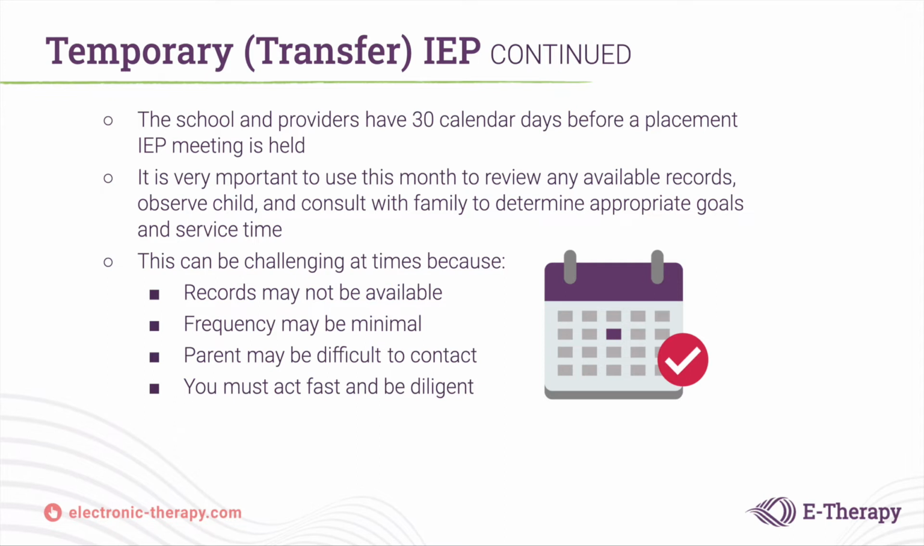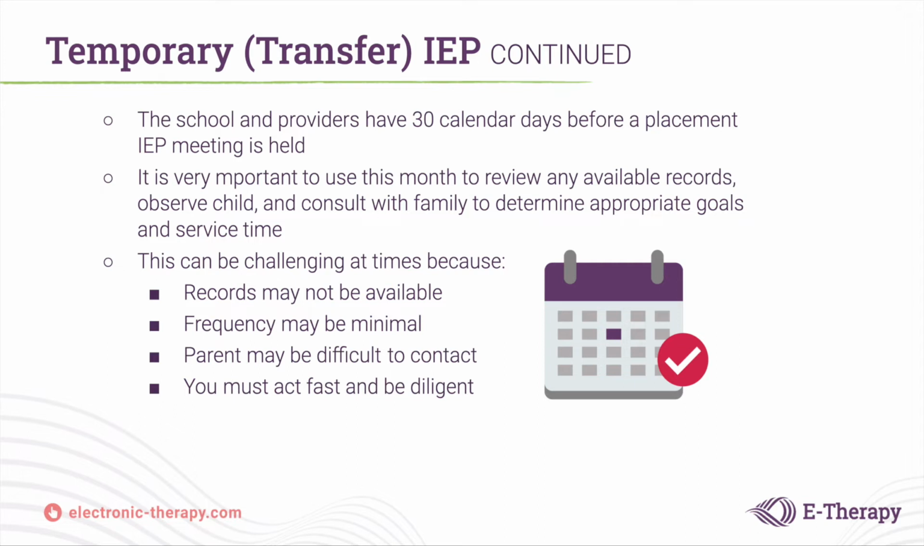So it's really important to use that month to review any available records that you can get, and the school should provide those to you. That is, if they can even get the records. You want to observe the child and consult with the family to determine what those appropriate goals and service frequency might be. This can be really challenging because those records might not be available or the frequency may be minimal.